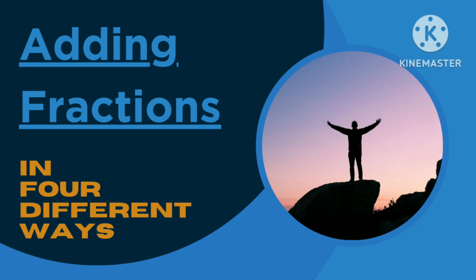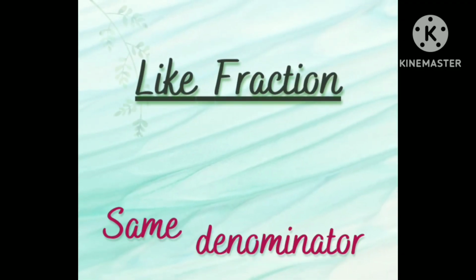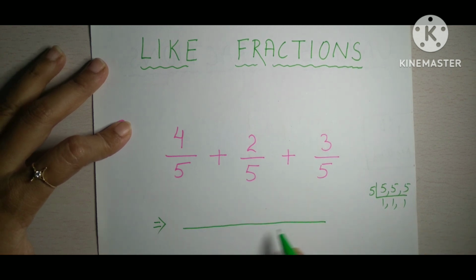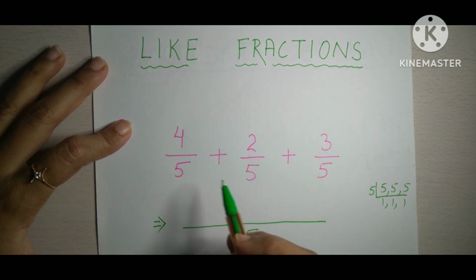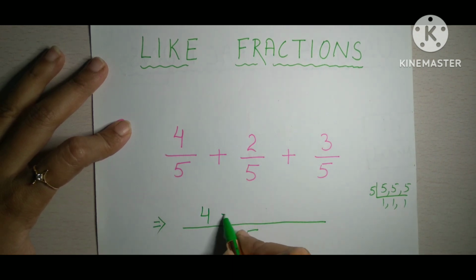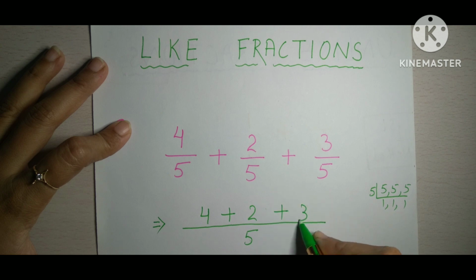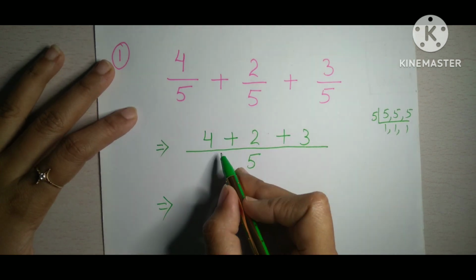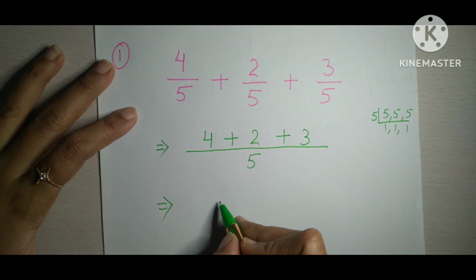So let's begin and show you how to add like fractions first. Same denominator will have the same LCM. So we'll add all the above numerators because the denominators are same. Four plus 2, 6. 6 plus 3, 9.